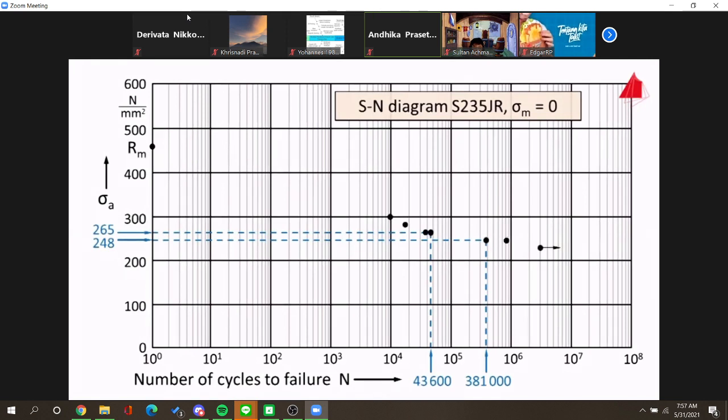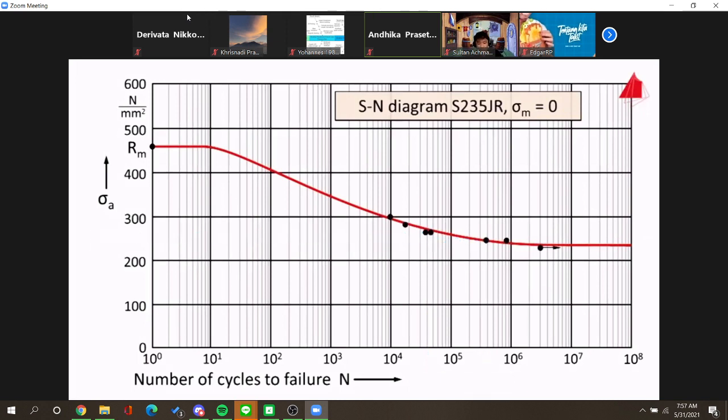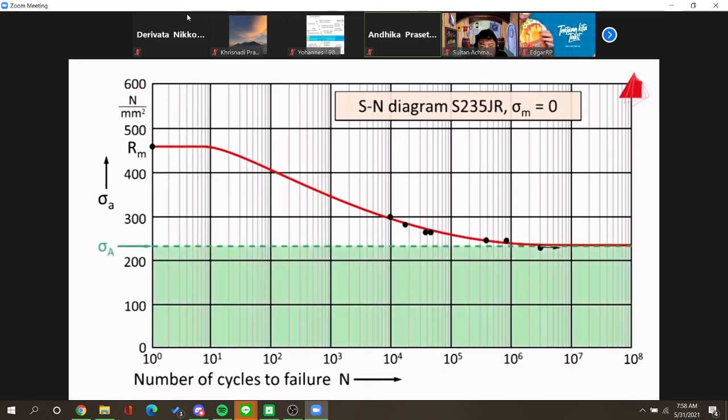When additional specimens are tested and the results are displayed as a curve, it becomes clear that this material will not break below a certain level of stress amplitude, even after a very large number of cycles. This stress level is termed fatigue limit sigma capital A. For most steels with body-centered cubic structure, the fatigue limit is reached after 10 million load cycles at the latest.